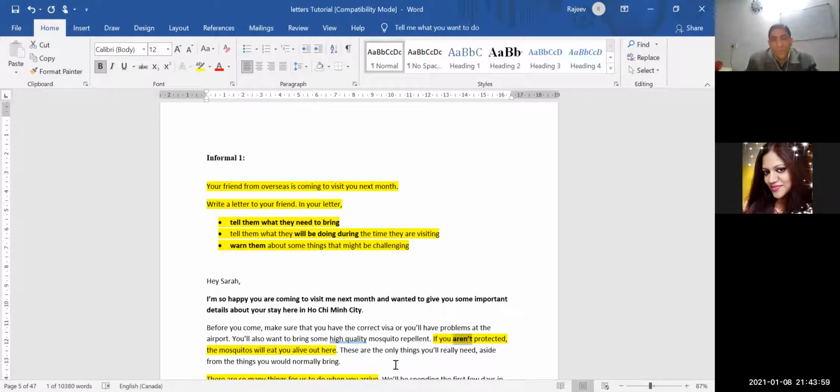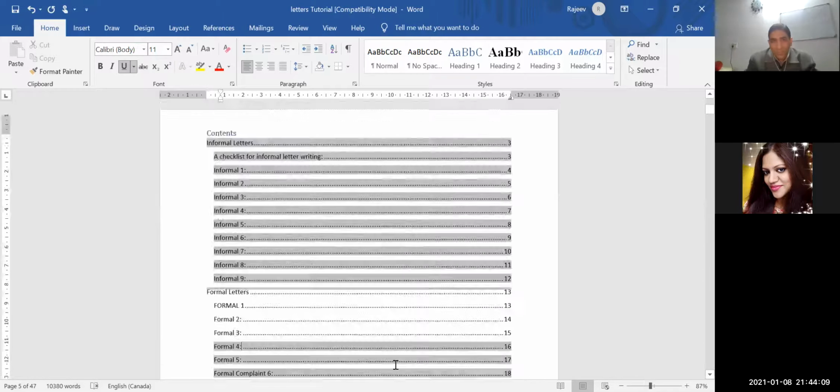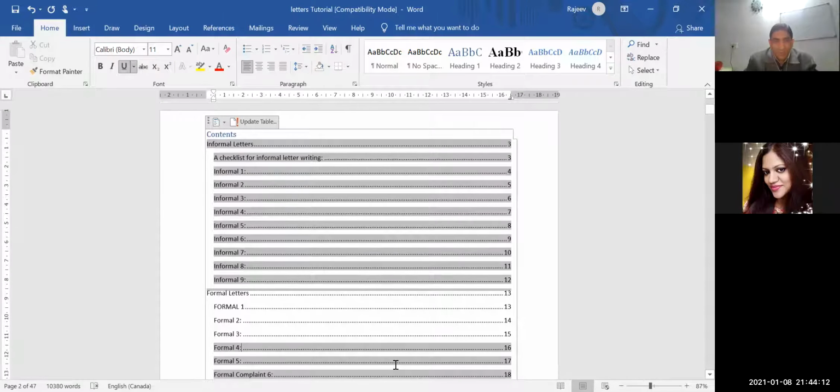If you aren't protected, the mosquito will eat you alive out there. So these kinds of expressions are the ones which you will find while conversing with friends. So this is what you are supposed to maintain in informal.